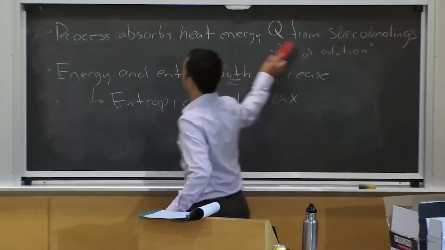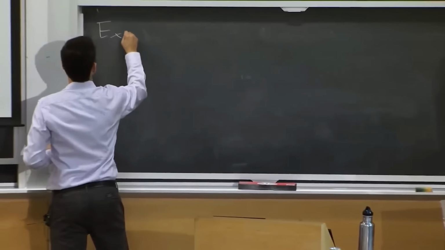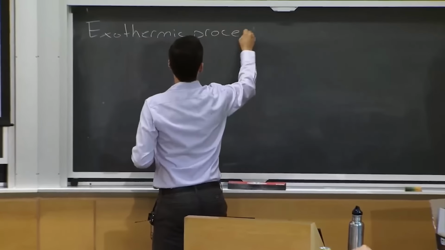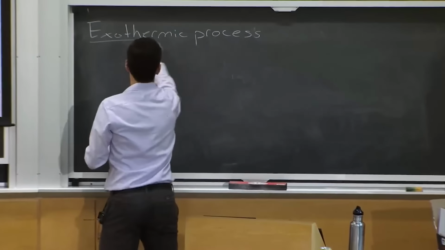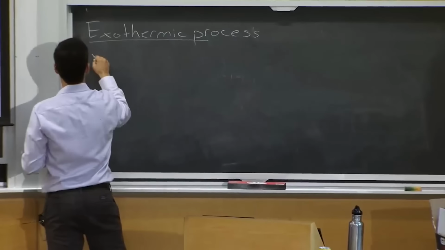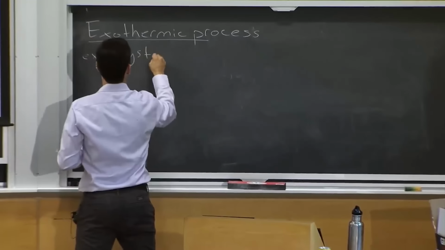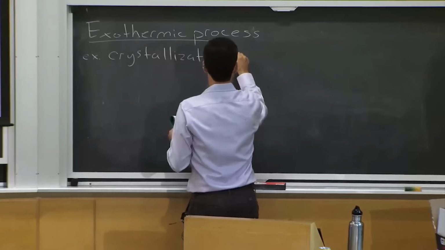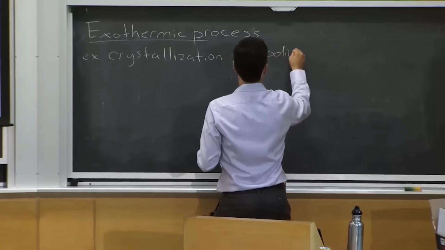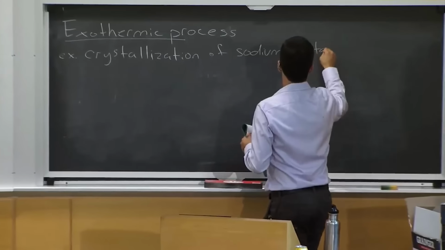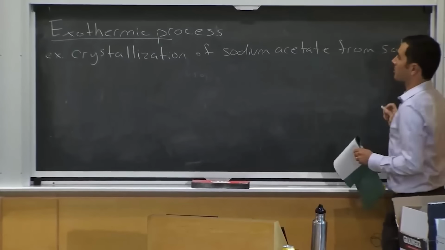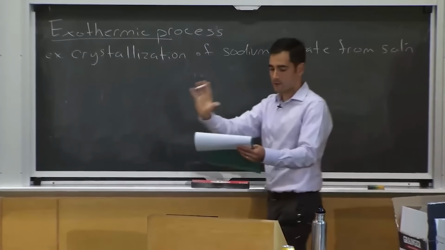OK, so now we're going to do the opposite case, which is an exothermic process. That was satisfying, right? I like that. So an exothermic process, for example, is the crystallization of sodium acetate from a solution. So we start with a solution, and we're going to crystallize sodium acetate.